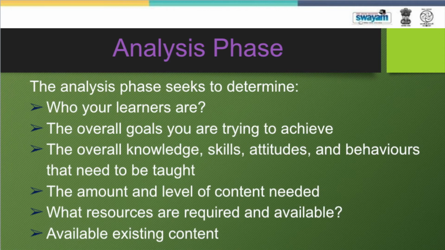So, let us analyze the first phase in a broad way, what actually you want to look at. First, you need to find out who your learners are, the overall goals you are trying to achieve, and the overall knowledge, skills, attitude and behavior that need to be taught, the amount and level of content needed, what resources are required and available, and definitely the availability of existing resources. Say, for example, you already have something and want to change it, edit it and make it into e-content, or maybe you are developing fresh e-content, or maybe you are mixing the two.